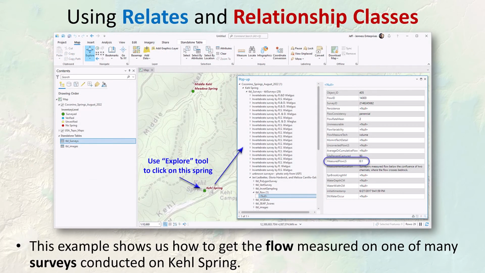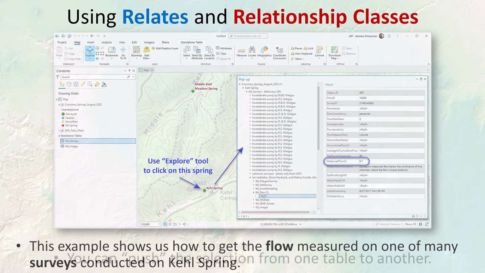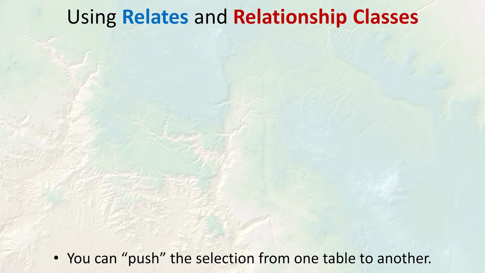Okay, the Explorer tool takes advantage of relates. If your feature class has any relates or relationship classes, then you can see all related features and records by just clicking on the feature. And another cool thing, you can actually push a selection from one dataset to another.